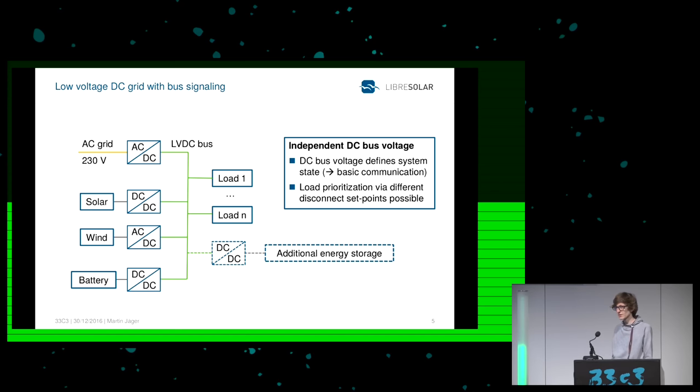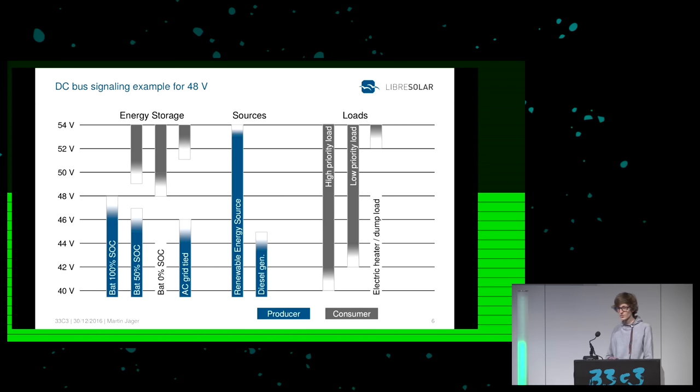With this approach, you can use the bus voltage as a very basic means of communication. Like in the normal AC grid, you have the frequency and the voltage. And here you could use only the voltage to communicate if there is more renewable energy in the system, or if you should be careful with using energy because it's low. So high voltage would mean you have a lot of excess energy, and low voltage means you are almost switching on the diesel generator in case of an off-grid system.